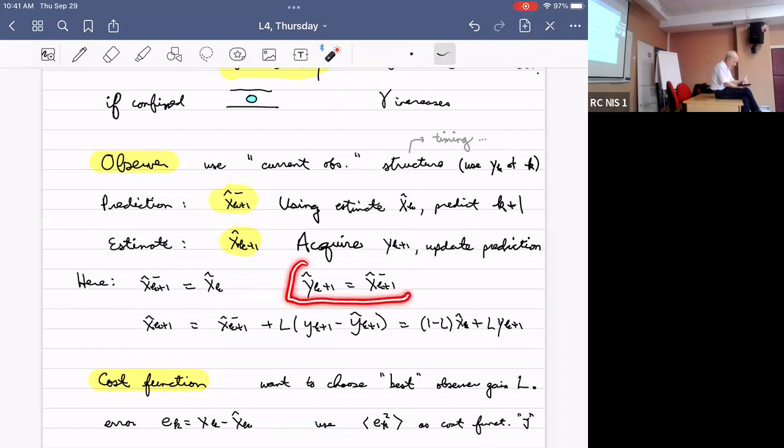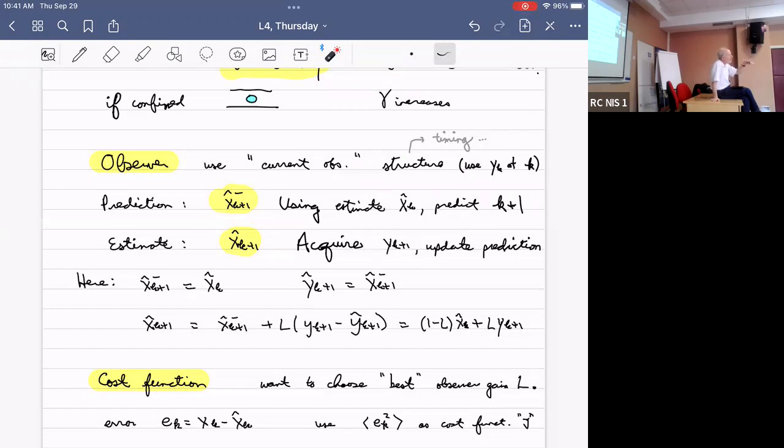And because we're assuming that we have a perfect measurement plus noise, y hat k plus one is just x hat k plus one minus. Okay, so y hat k plus one is the predicted observation, right? We can predict the state, but because the state generates an observation, we can predict the observation as well. In this simple case, they're the same.